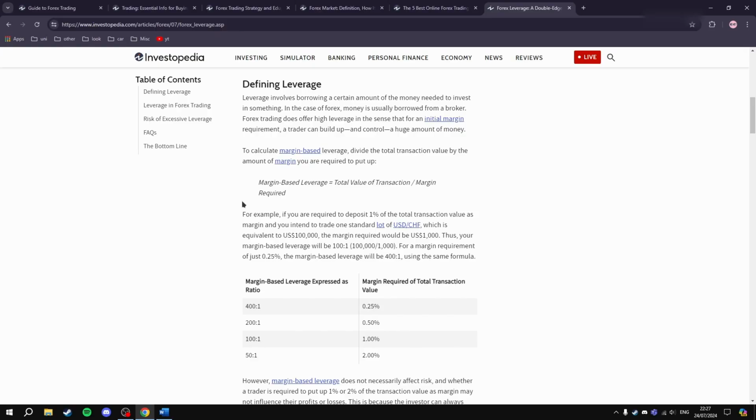For example, if you are required to deposit 1% of the total transaction value as a margin, and you intend to trade one standard lot of USD/CHF, which is equivalent to 100,000 USD, the margin required would be 1,000 USD. Thus, your margin-based leverage will be 100 to 1, because it's 100,000 divided by 1,000. For a margin requirement of just 0.25%, the margin-based leverage would be 400 to 1, using the same formula. Margin required of total transaction value: 0.25% is 400 to 1, 0.5% is 200 to 1, 1% is 100 to 1, 2% is 50 to 1.